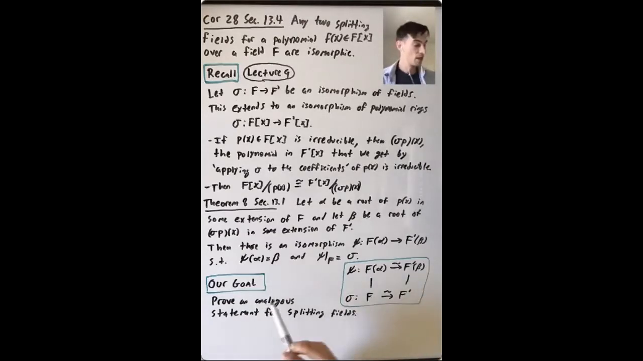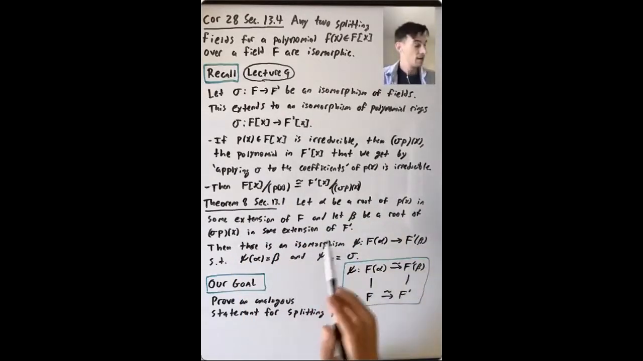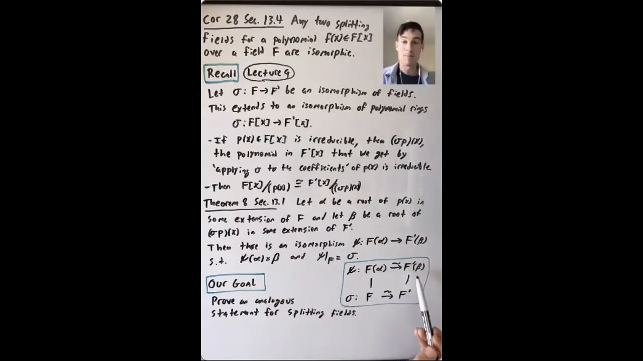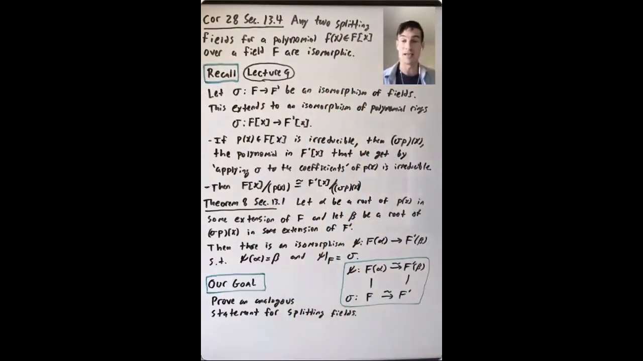So what are we going to do? Our goal is to prove an analog of this theorem 8, but for splitting fields. These fields, F adjoin alpha and F' adjoin beta, come from adjoining one root of a polynomial p of x to this field F, or a root of sigma of p to this field F'. Where do splitting fields come from? They come from adjoining all of the roots of a polynomial. So we'll prove a statement that looks like this one for splitting fields, and this corollary 28 about isomorphisms between splitting fields for the same polynomial will follow directly from it.